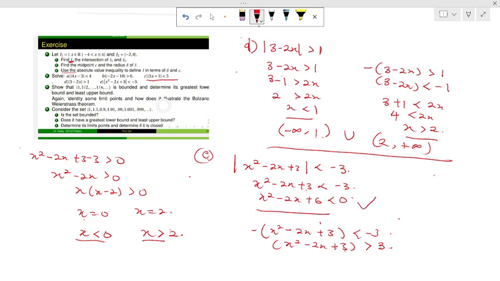But remember, we are in the raw number domain. In the raw number domain, we don't accept complex numbers. So the only right solution for our quadratic inequality is x less than 0 union x greater than 2. And that brings us to the end of the second problem.